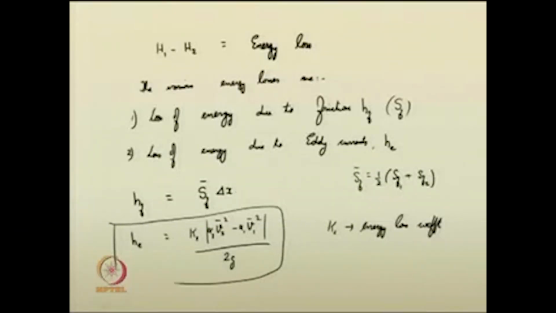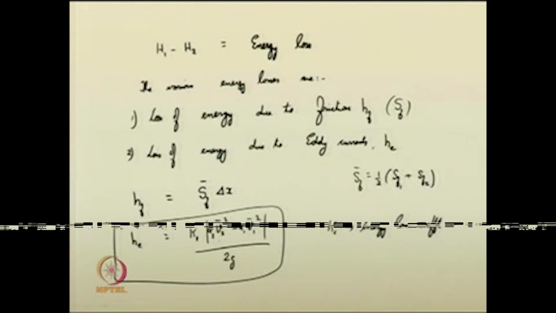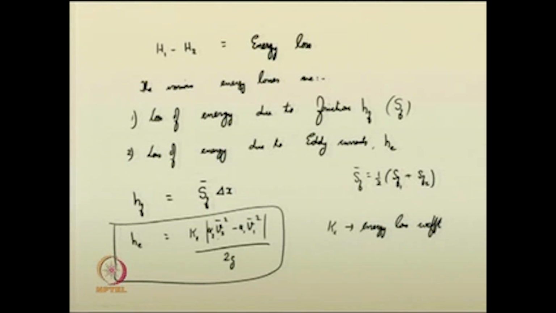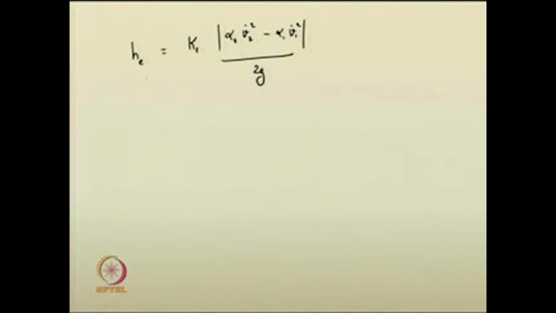We are not going into detail about this particular parameter. It can be given by the following relationship for the eddy loss. Please note that here we are going to take the magnitude of the difference between the velocities. So, as I mentioned, KL times alpha 2 V2 squared minus alpha 1 V1 squared by 2g. This is the modulus of this difference.